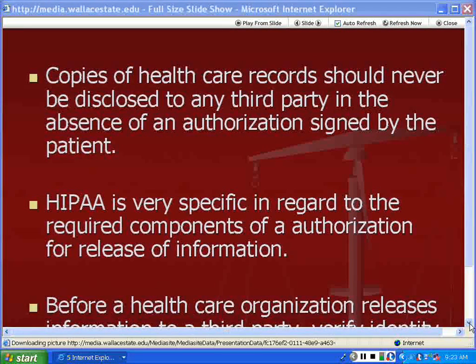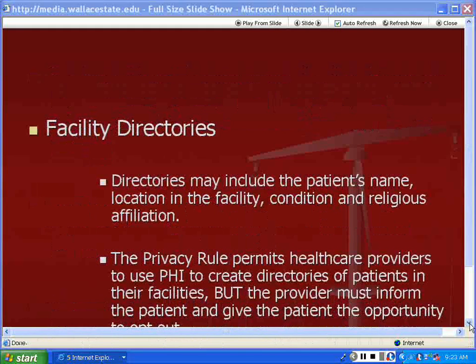Now, another thing we have to take into account are facility directories. You may not be used to this terminology, but HIPAA is very specific about facility directories. Directories can include the patient's name, location in the facility, condition, religious affiliation. It's that information that if you have a friend or family member in the hospital, if you call the main hospital number and you say, I'd like to have the room number for John Smith, they would give it to you.